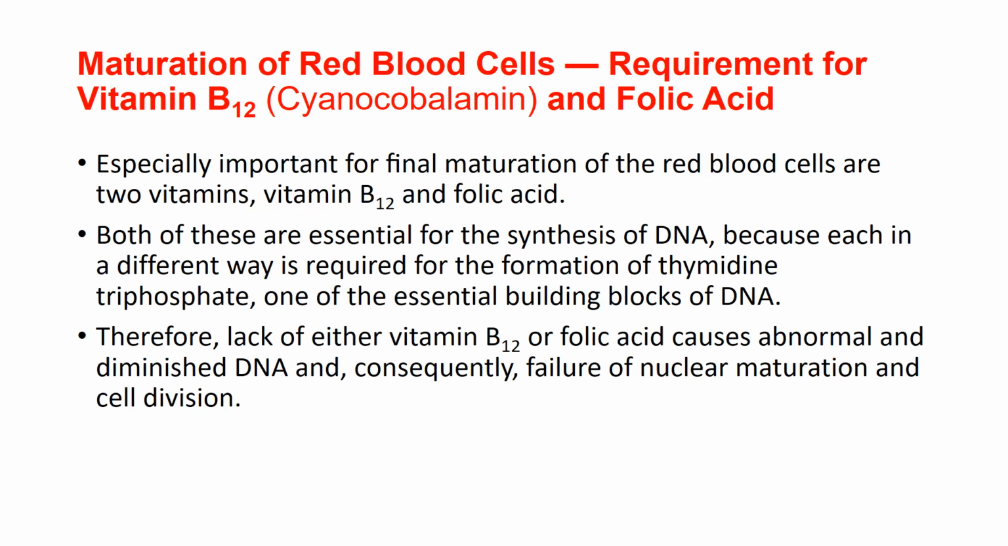Especially important for normal maturation of the red blood cells are two vitamins, vitamin B12 and folic acid. Both of these are essential for the synthesis of DNA, because each in a different way is required for the formation of thymidine triphosphate, one of the essential building blocks of DNA. Therefore, lack of either vitamin B12 or folic acid causes abnormal and diminished DNA and, consequently, failure of nuclear maturation and cell division.